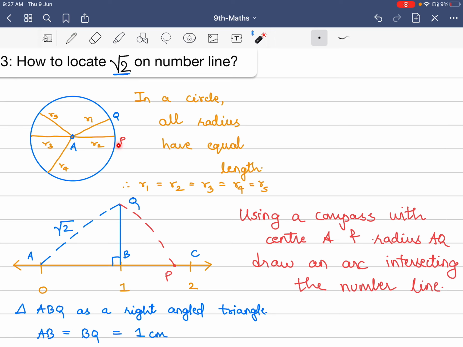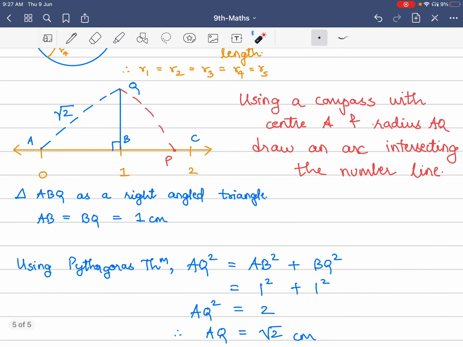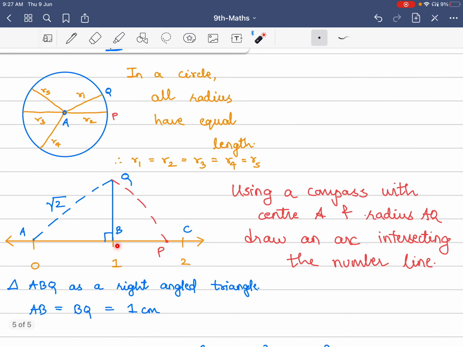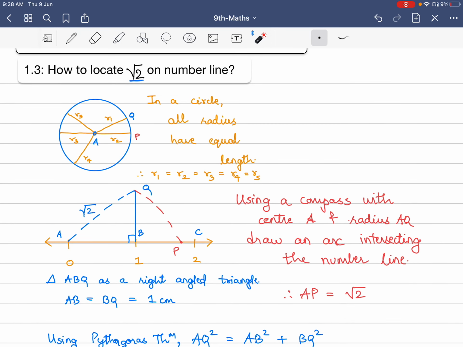We find this point P, and AP is equal to AQ, but AQ is root 2. We have found that using the Pythagoras theorem here. AQ is equal to root 2, and thus we find AP is equal to root 2. I'll just write it here. Therefore, AP is equal to root 2. It is of length root 2. And thus we have very successfully located root 2 on the number line. So this is the point which is of length root 2.